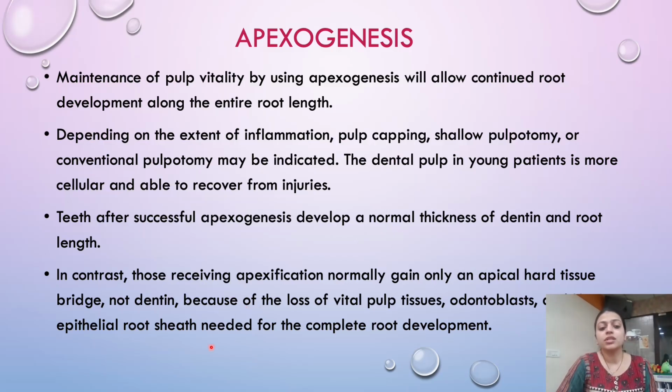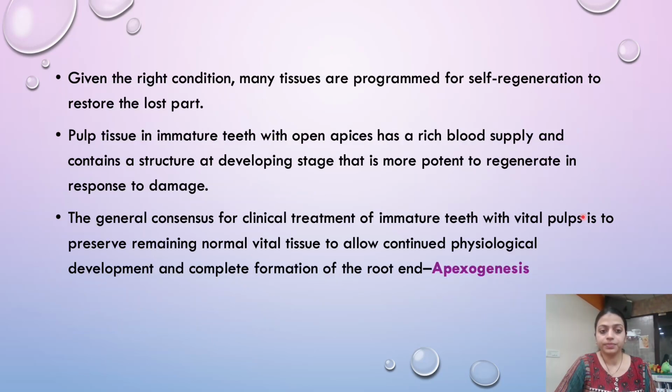In contrast, those receiving apexification normally gain only an apical hard tissue bridge or barrier but not dentine, because of the loss of vital pulp tissue, odontoblasts and epithelial root sheath, which are needed for complete root development. Given the right conditions, many tissues are programmed for self-regeneration. Pulp tissue in immature teeth with open apices has a rich blood supply and contains structures at a developing stage that are more potent to regenerate.